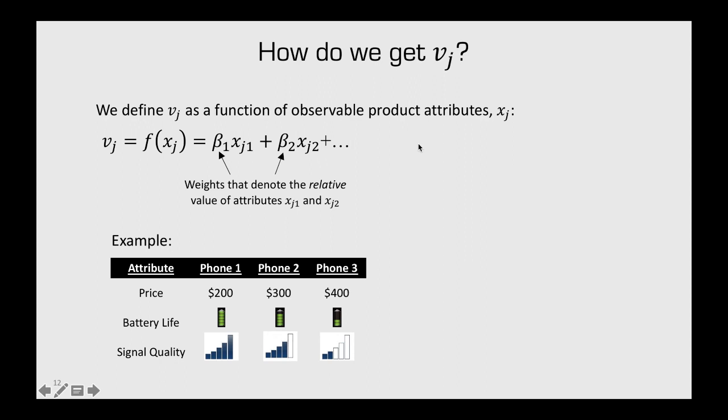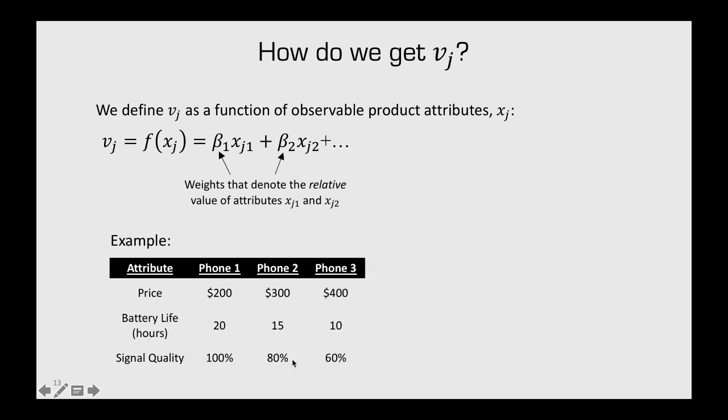So in our phone example, let's say we have price, battery life, and signal quality. In fact, I had these pictures before. Let's give them actual numbers. So now we have battery life in terms of hours, signal quality in terms of percentages. Let's call it percentage of reception. And so our x's are going to be x1 is price, x2 is battery life in hours, and x3 would be signal quality.